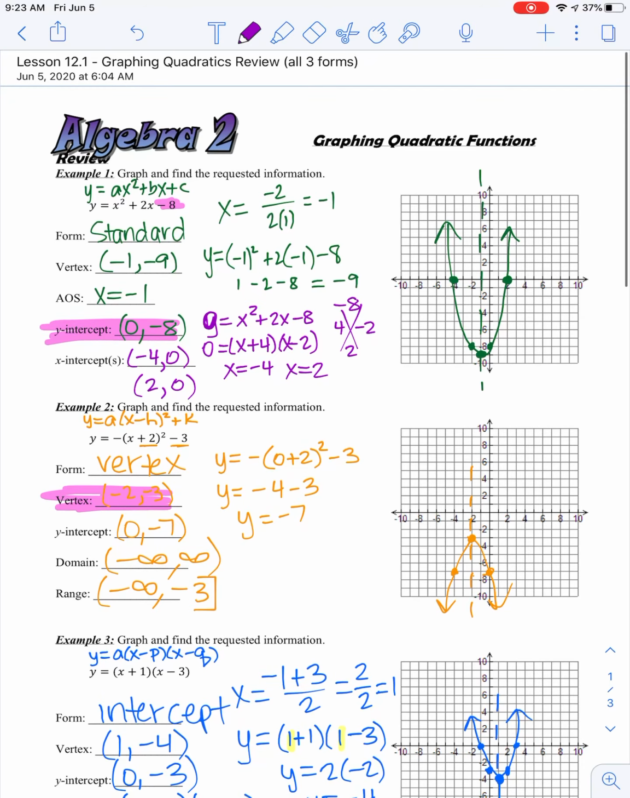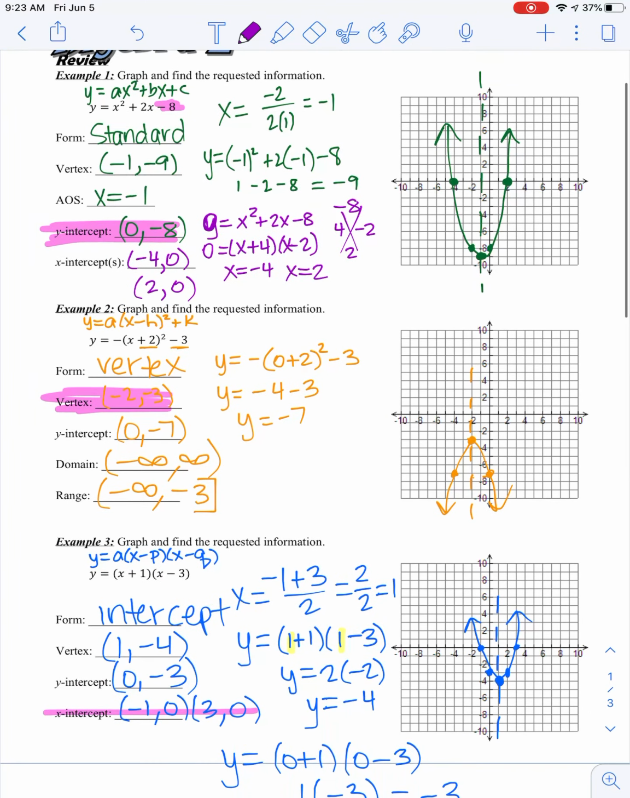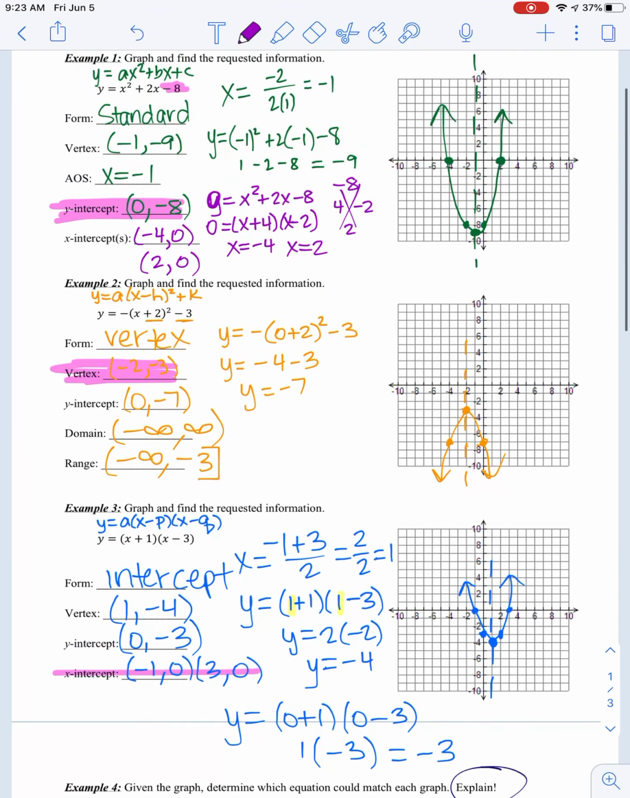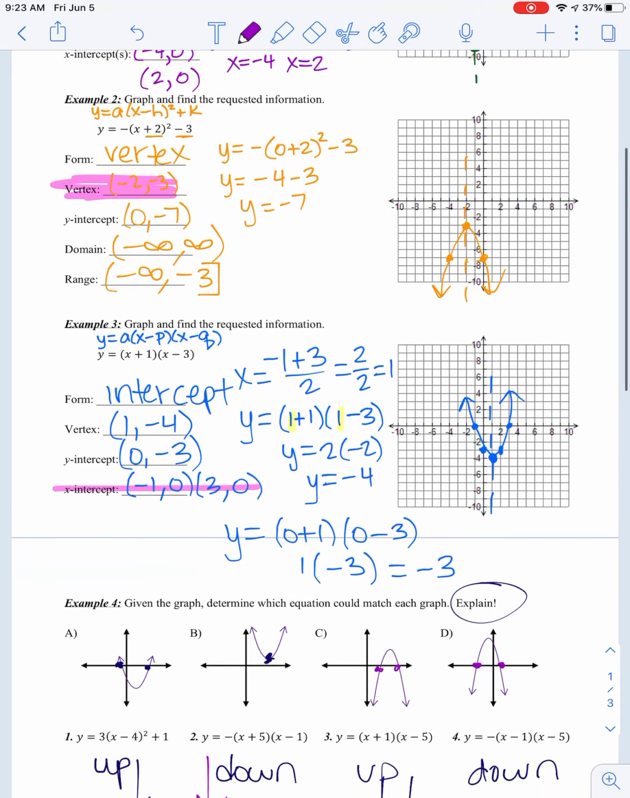All right, so once again to conclude this lesson, we did example 1, graphing in standard form, example 2 in vertex form, and example 3 in intercept form. And so this lesson was just putting all 3 forms together and reviewing how to graph with each one.